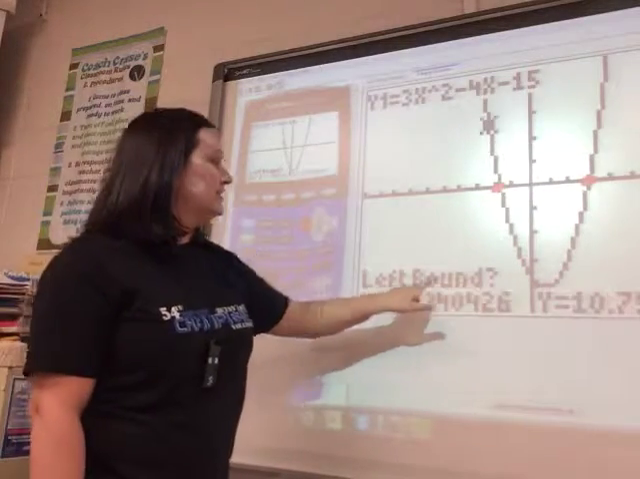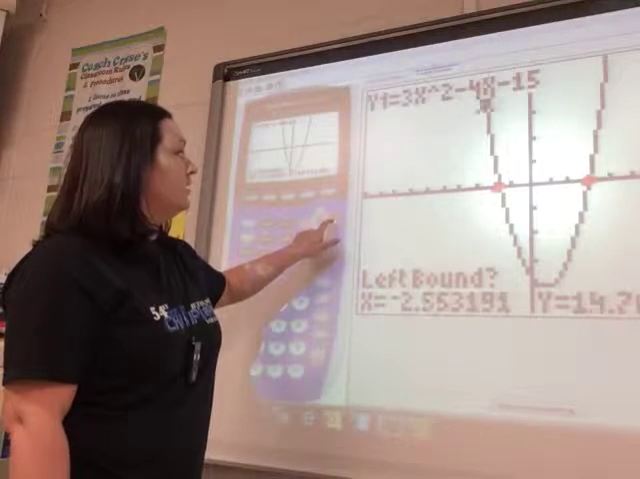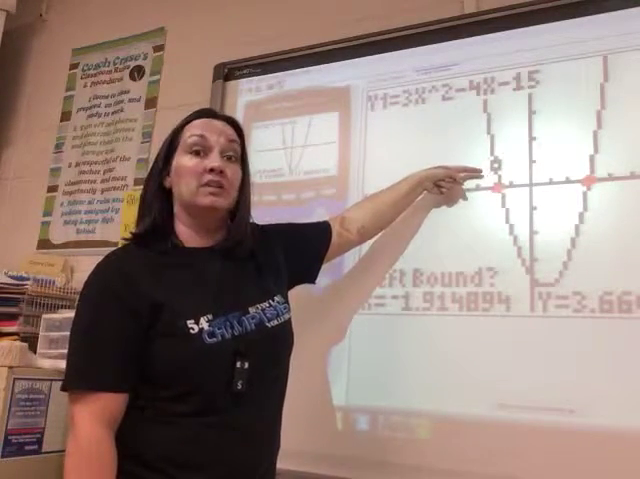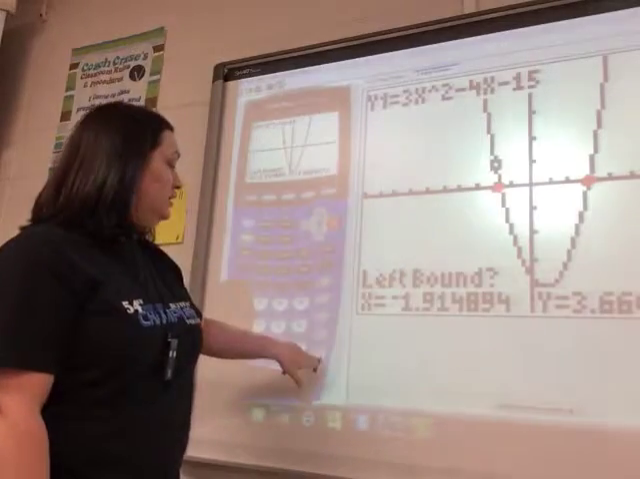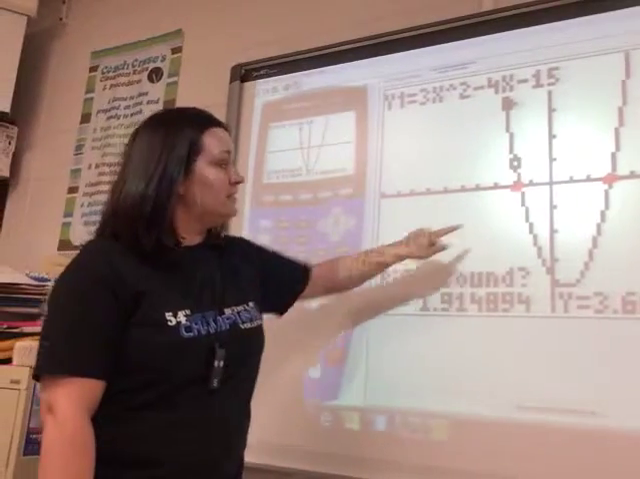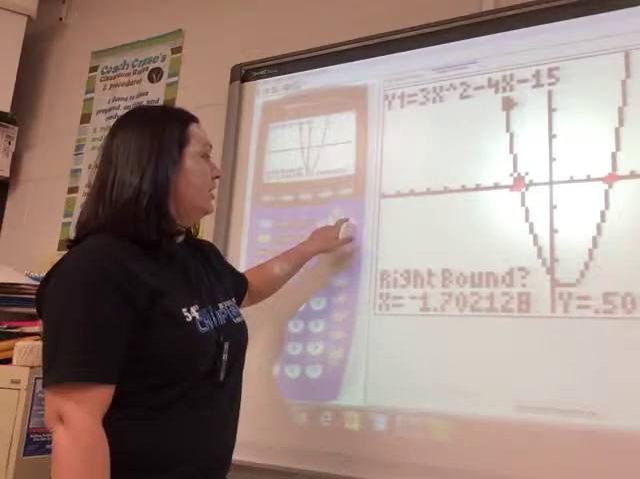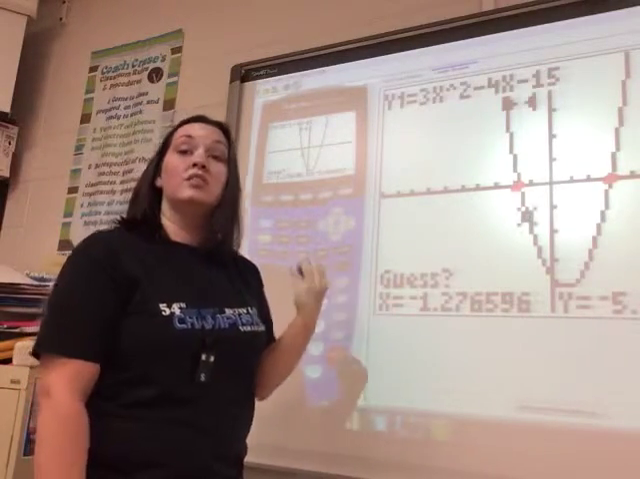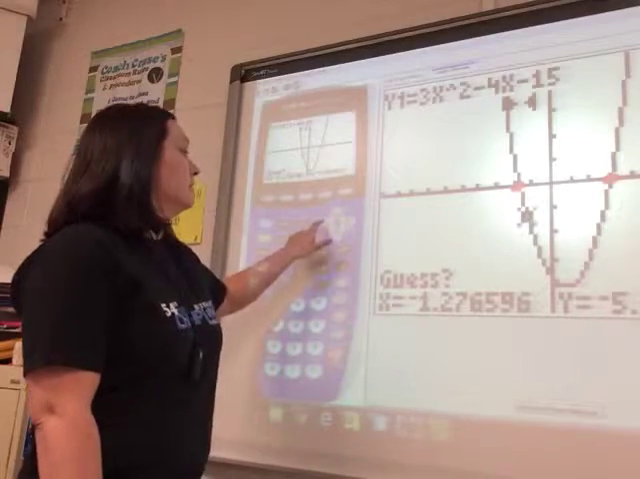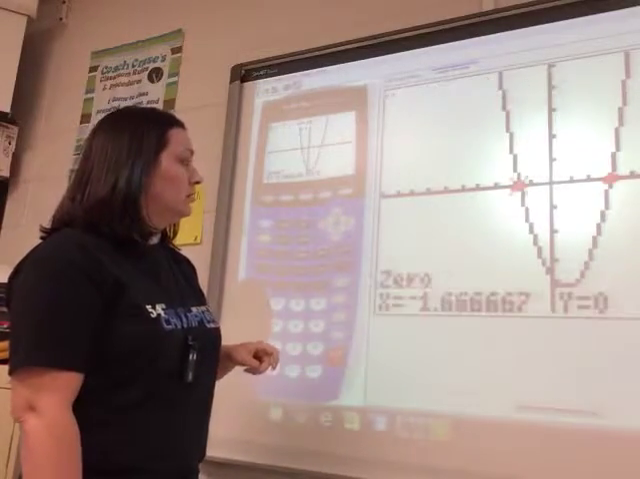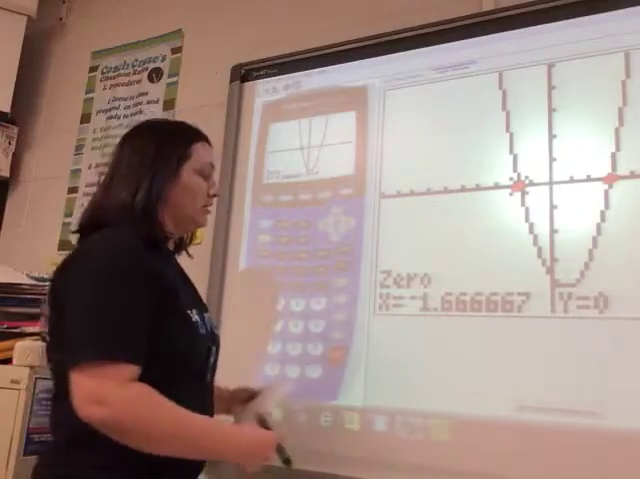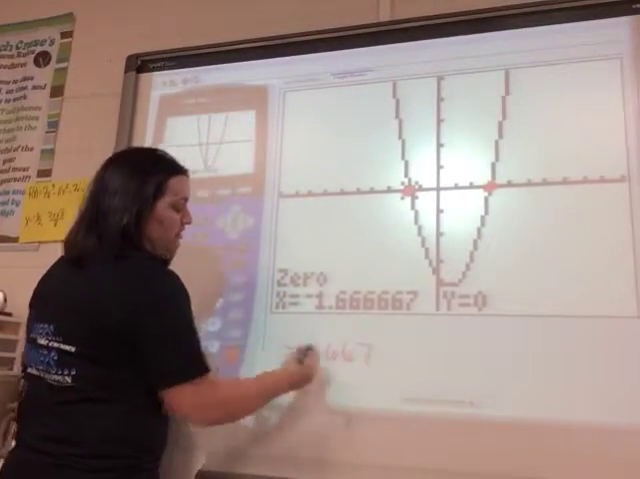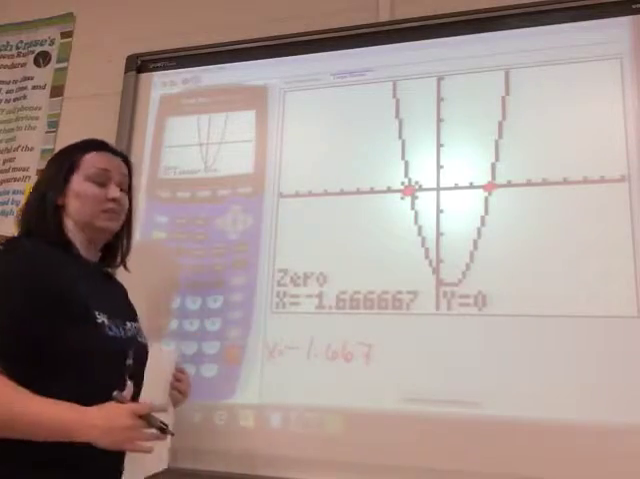Notice down here it says left bound. That means you want to get on the left side of my red dot, the intersection point. So left side, enter. Then it says right bound. That means come to the right side of that red dot, hit enter. Then it says guess. To guess, just get as close to the dot as you can. Hit enter. And we have a solution right now, which is a negative 1.667 if I round. That's one of my answers.